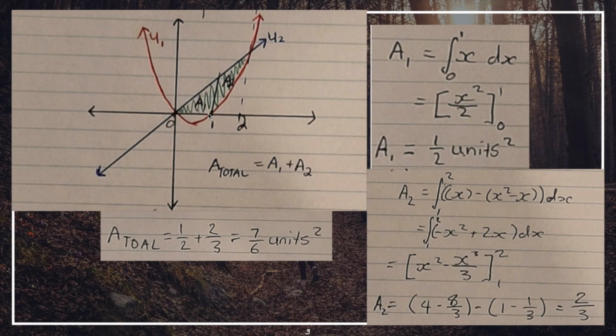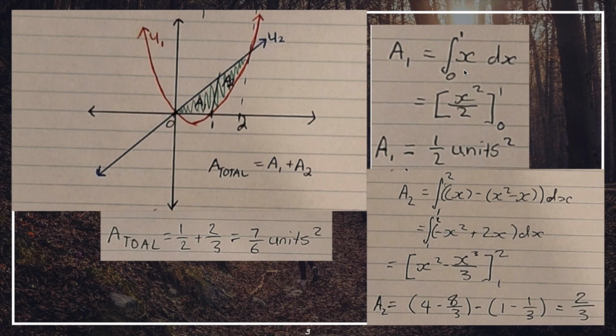So we can call this A1. In this second section here, we can find this area by the difference between y2 and y1. So breaking this up into two areas, we can say that A total is equal to A1 plus A2. We can find A1 just by computing the integral between 1 and 0 of x.